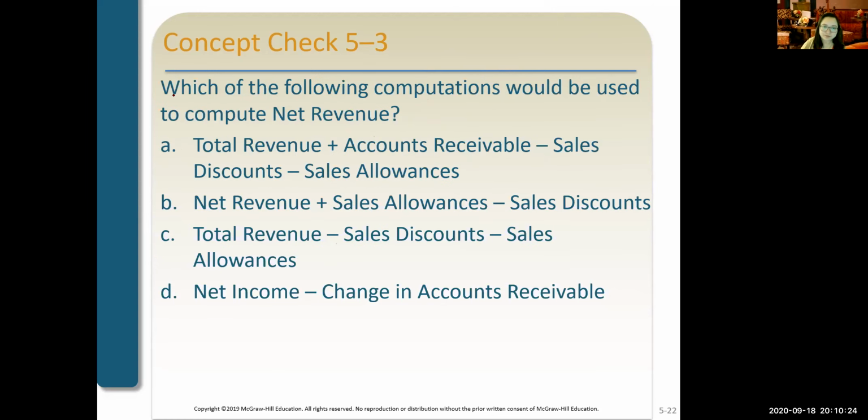Okay. Which of the following computations would be used to find net revenue? We said net revenue is what you get after considering sales discounts and sales allowances, right? Hence the true revenue should equal total revenue minus sales discounts minus allowances.